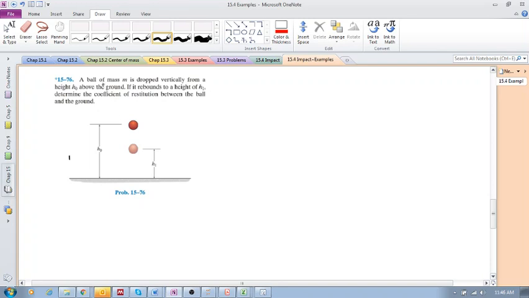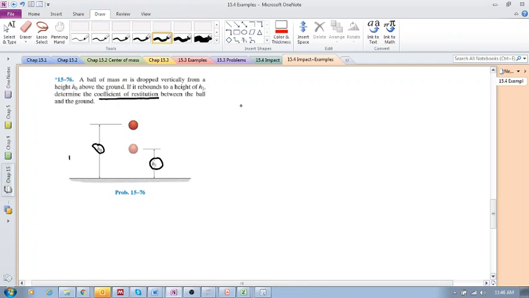Okay, so we have a single ball here. It's dropped down, it hits the ground, and it rebounds. It starts at a height of h0 and it rebounds to h1. Okay, it's very simple. The question is, what is the coefficient of restitution between the ball and the ground? So the ball falls, hits the ground, comes up.